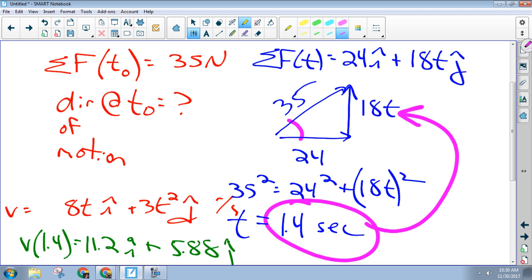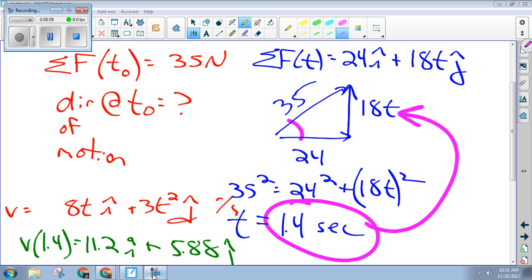I've seen this problem on AP tests before, as a multiple choice thing. Totally as a multiple choice, because it's like a one step free response. So if you struggled with it, make a note of how you do these kinds of problems.